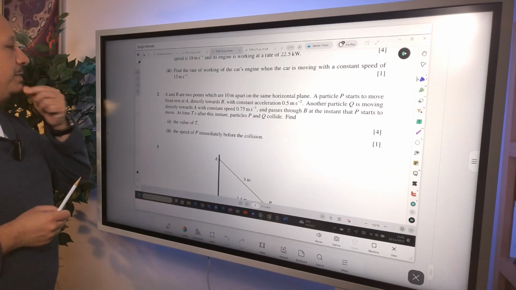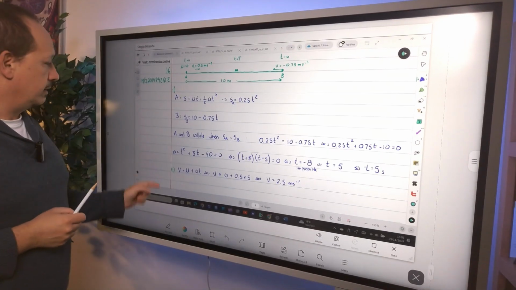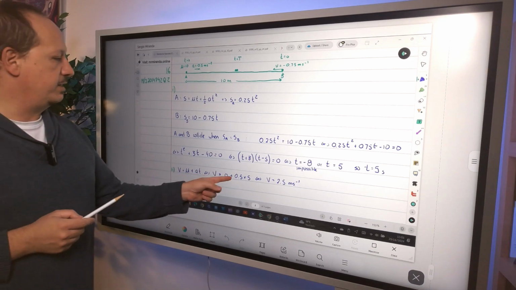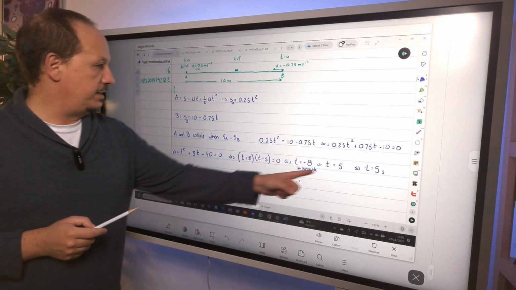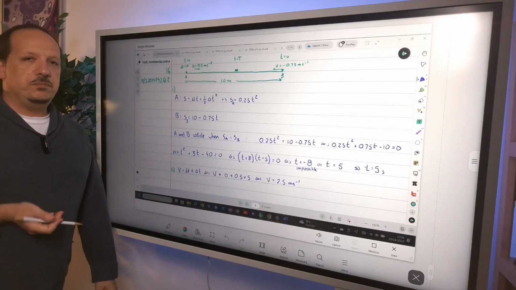the speed of P immediately before the collision. This is a 1-point question. You just have to apply the formula, right? Now that you know the time, v equals u plus at, u is 0, a is 0.5, t is 5, we just calculated it. So the velocity is 2.5 meters per second.